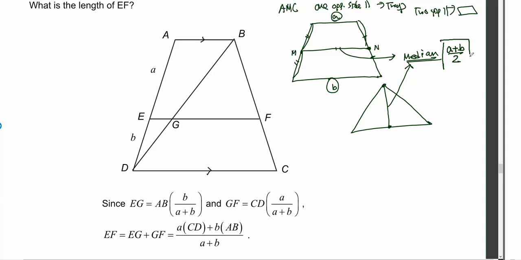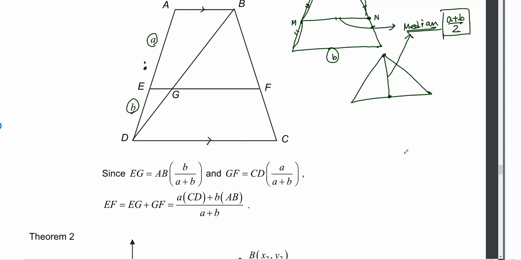Okay, this is the median. But it doesn't always have to be 1 to 1. Take a look. A to B over here. The ratio is A to B. Same point. What is this length? B times AB plus A times CD, and the bottom is A plus B, the ratio, right?